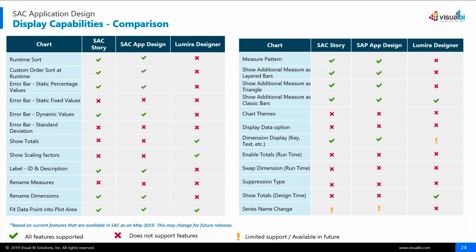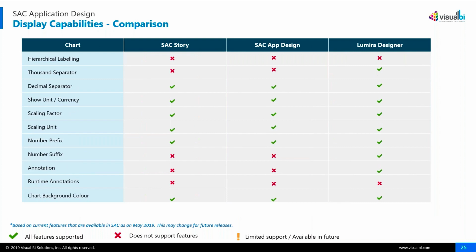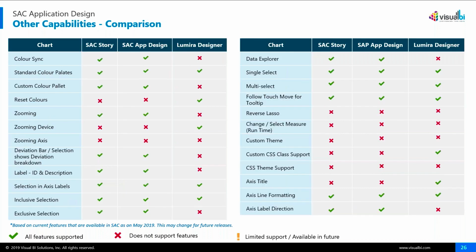So let me switch into the other features too. We have other features like decimal separators, which are all very basic and already available. These are most needed for data analysis, and I'm glad that we already have it on SAC App Design, and it is already available on Lumira Designer too. Apart from this, we have other capabilities, like we can include and exclude selections. You can zoom into applications with SAC App Design, and other options like single selection of list boxes or selectors as such.